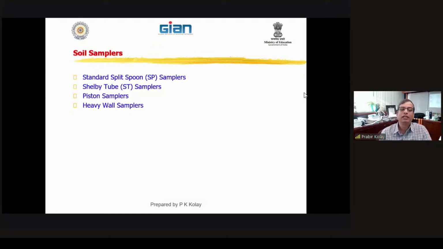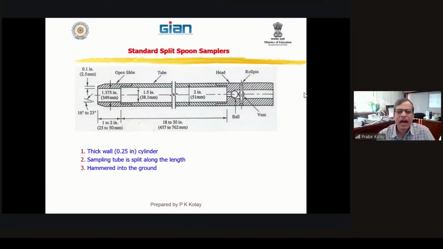The soil sampler. There are different types of samplers you can use to collect the soil sample. One is the SPT or split spoon sampler, and one is the Shelby tube sampler, with which you can collect clay type samples. There are also piston samplers and heavy wall samplers. So there are different types of samplers. First, the standard split spoon sampler. Basically, it's a thick wall sampler, and it can divide into two halves. And while doing this, you need to hammer it into the ground. Okay.